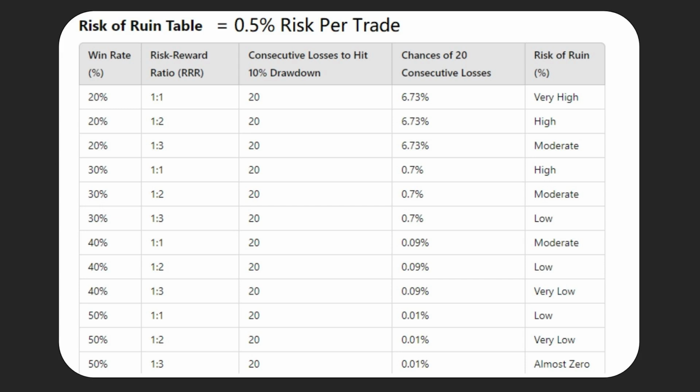If your win rate is 50% and your risk reward ratio is 1 to 3R, then your risk of ruin is none, zero, meaning your chance of blowing your account or reaching the 10% drawdown is zero, and you will never reach that drawdown as long as you consistently follow your plan, which has a 50% win rate and a risk reward ratio of 1 to 3R. And in this table, by blowing an account, I mean reaching the 10% drawdown, right? So remember that. You can see the rest of the combinations for yourself and examine the whole table.